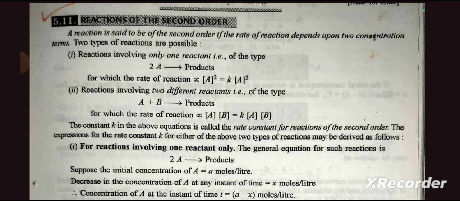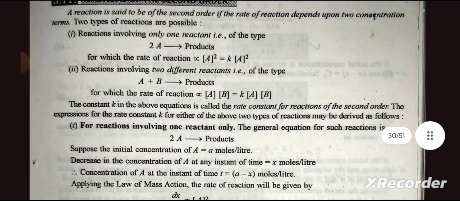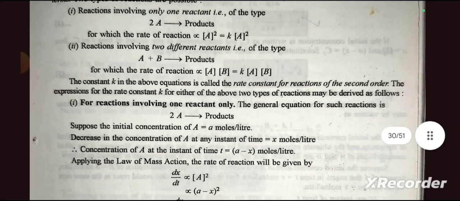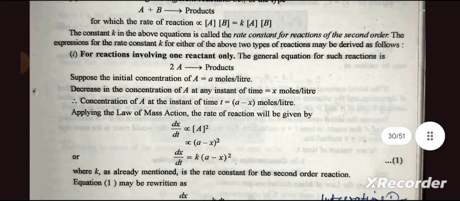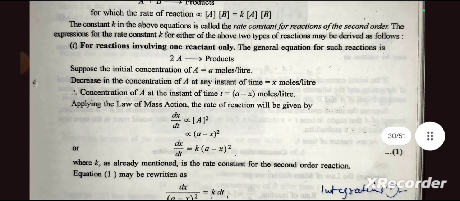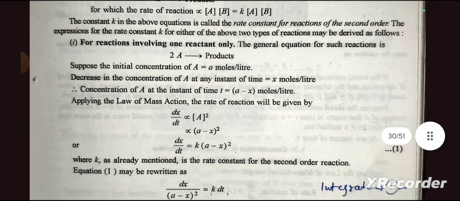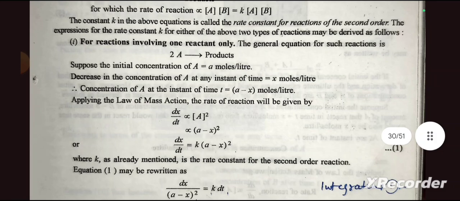5.11 Reactions of the second order. A reaction is said to be of the second order if the rate of reaction depends upon two concentration terms. Two types of reactions are possible. First, a reaction involving only one reactant, of the type 2A gives products, for which the rate of reaction is directly proportional to [A]², that is, rate = k[A]². Second, a reaction involving two different reactants, of the type A + B gives products, for which the rate is directly proportional to [A][B], that is, rate = k[A][B]. The constant k in the above equations is called the rate constant for reactions of the second order.